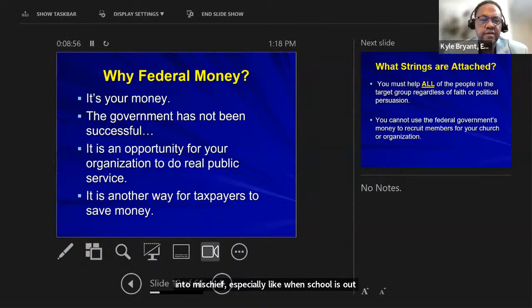And so there's a critical need for these services in our communities, and there's now money available in unprecedented funding amounts to address some of these needs if we have people who are interested in establishing nonprofits to take these kids on and put them in these constructive environments. It's an opportunity for your organization to do real public service, and it's another way for taxpayers to save money. That's why grants are around.